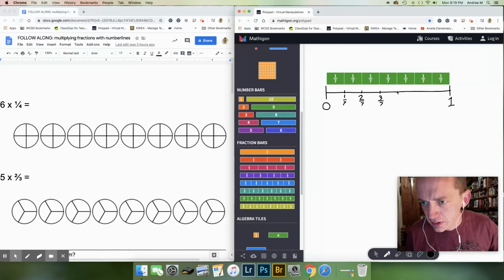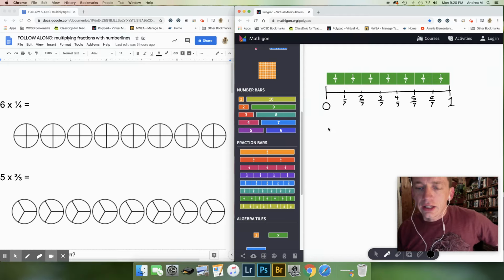3/7, 4/7, 5/7. Oop. There we go. Perfect. And then now we have our 6/7 right here. All right, so what I want to do is make the transition from visual model like this to number line. And I want to line them up that way so you guys can see, okay, the number line is just another way of showing us fractions, right? 1/7, 2/7, 3/7, 4/7, 5/7, 6/7.